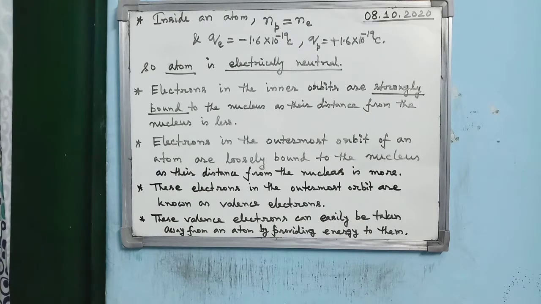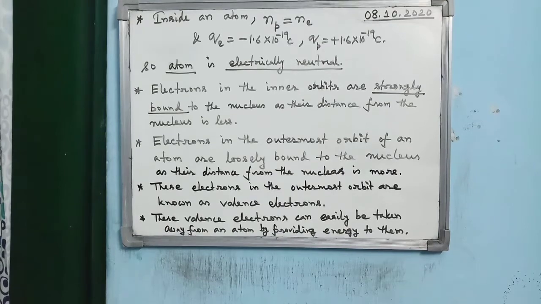Then electrons in the inner orbits are strongly bound to the nucleus as their distance from the nucleus is less. Electrons in the outermost orbit of an atom are loosely bound to the nucleus as their distance from the nucleus is more. These electrons in the outermost orbit are known as valence electrons, and these valence electrons can easily be taken away from an atom by providing energy to them.